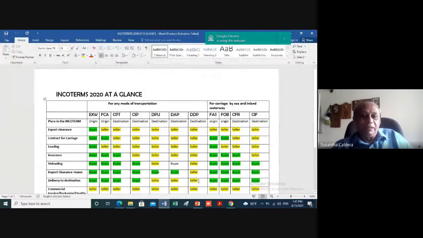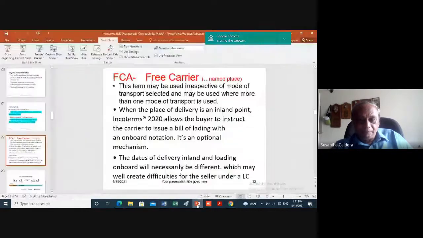Export clearance, buyer. Commercial invoice, packing list, quality certificates, preparation of documents, always seller. In all the Incoterms, it's seller. Right? But in this one, everything else is buyer. Right?